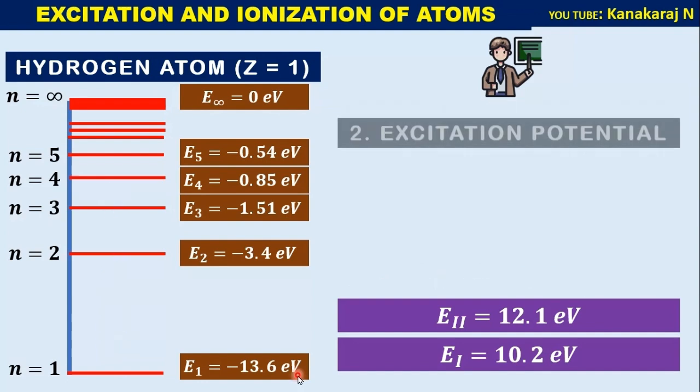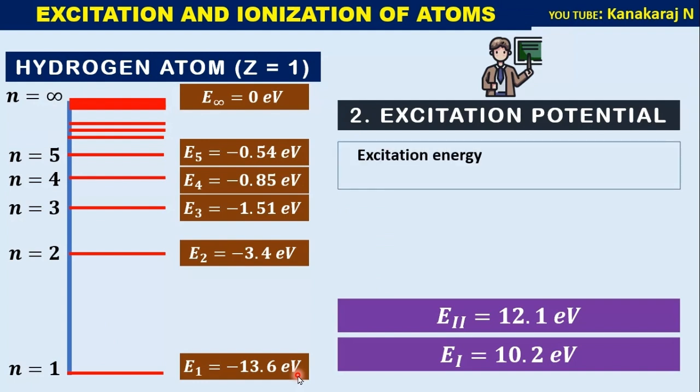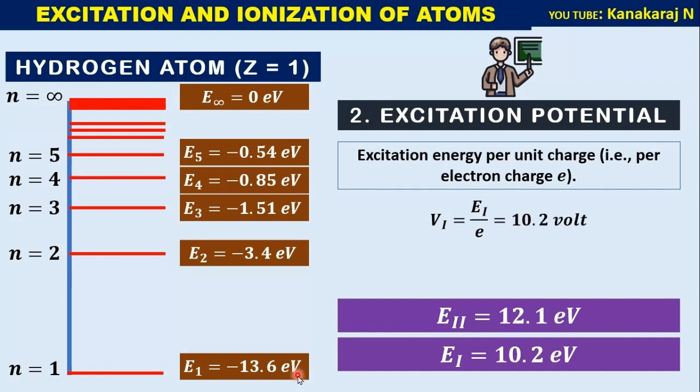Now let us learn about excitation potential: excitation energy per unit charge. Here the unit charge is the electron charge, e. So V first equals E first divided by e, which gives 10.2 electron volt divided by e, e cancels, we get 10.2 volt. Similarly, V second equals E second divided by e. E second is 12.1 electron volt divided by e, we get 12.1 volt. So, excitation potential is excitation energy per unit charge.